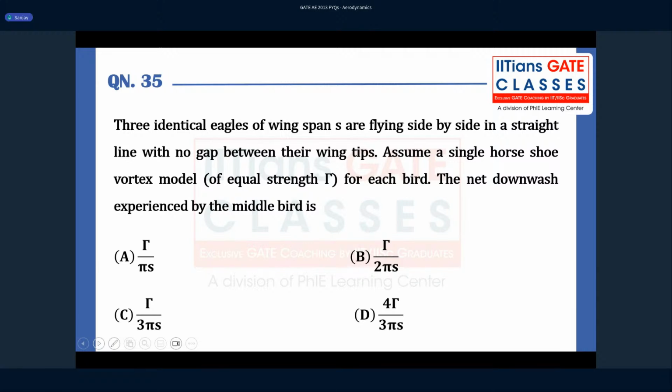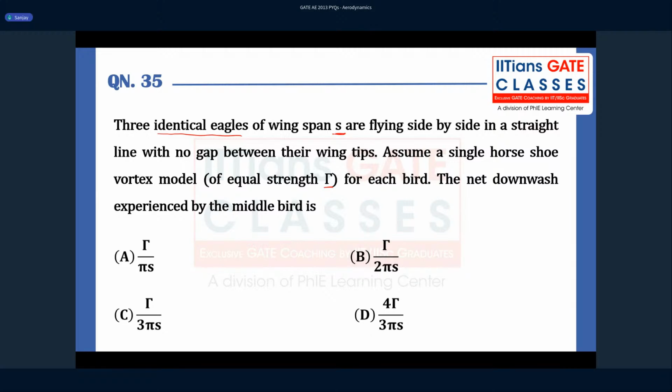So again, the next question is a very simple one. This is from lifting line theory. Okay. So let's read this. Three identical eagles of wingspan S are flying side by side in a straight line with no gap between their wingtips. Assume a single horseshoe vortex model of equal strength of circulation for each bird. The net downwash experienced by the middle bird is what? So you have to find out the downwash experienced by the middle bird.